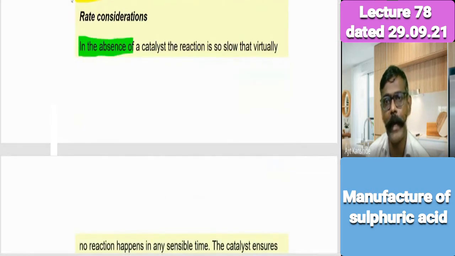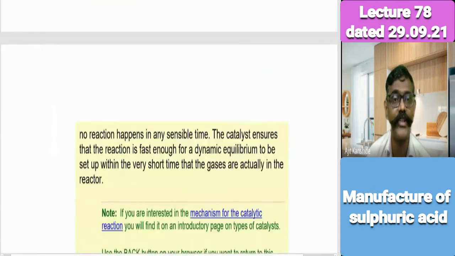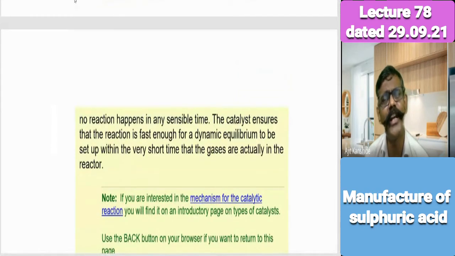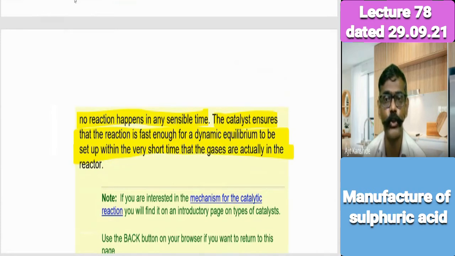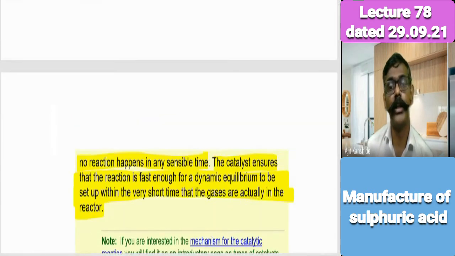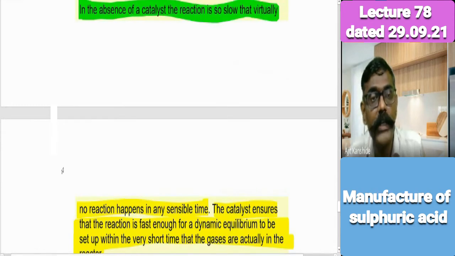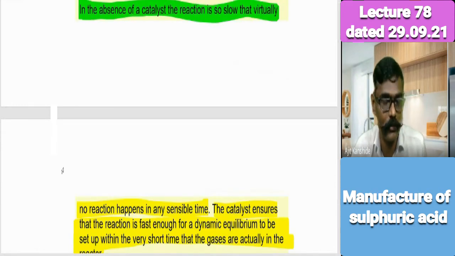In the absence of catalyst, the reaction is so slow that virtually the reaction doesn't happen. It will take days and days to attain the equilibrium, which is not sensible. The catalyst ensures that the reaction is fast enough for the dynamic equilibrium to be set up within the very short time that the gases are actually in the reactor. So the catalyst ensures that these reactants will combine effectively to produce the product, that is what?